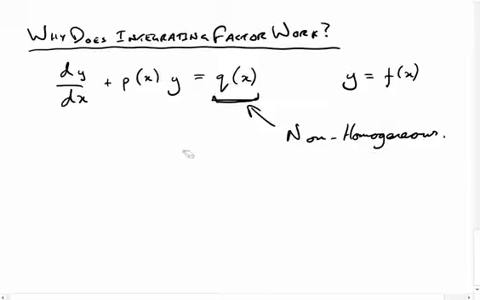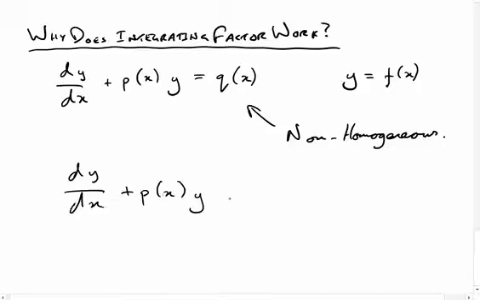If we have dy by dx plus p of x times y, and the right-hand side is equal to 0, we call that homogeneous. If the right-hand side is not equal to 0, then we call it non-homogeneous. This is when we get the function, its derivatives and so on on the left-hand side, or on one side.